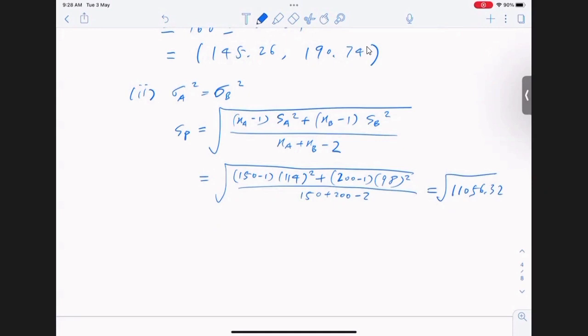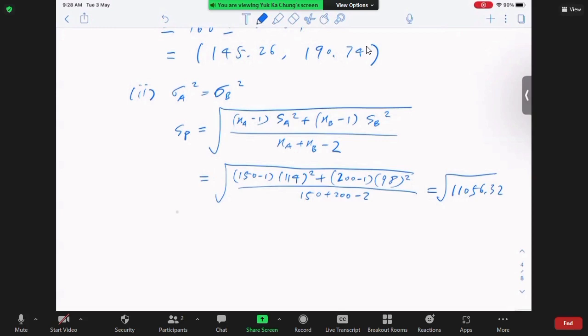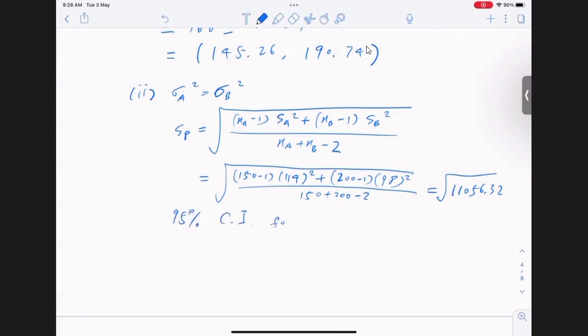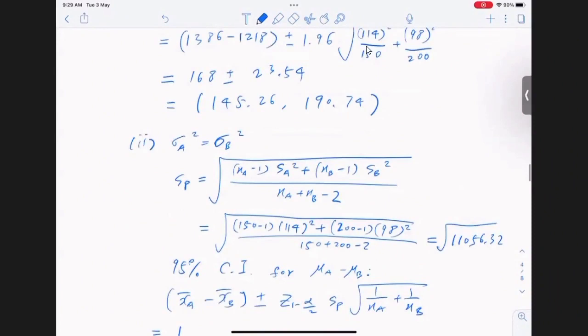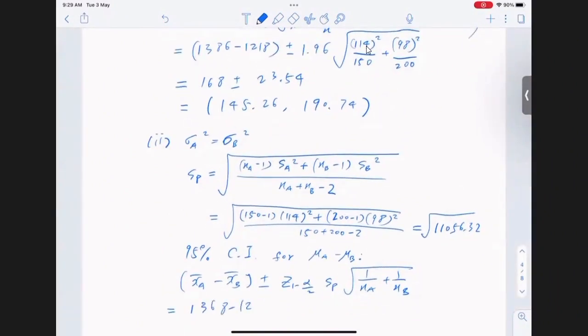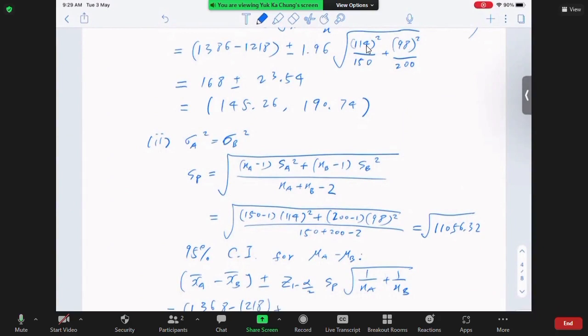Just keep this square root here. So after we calculate the common sample standard deviation, we need to put it into the formula for the confidence interval. This is the formula if we assume that the population variances are equal. So it is just like we have estimated the population variance by using the common sample variance. And then we extract this out of the square root sign. For the normal quantile, it is also 1.96.